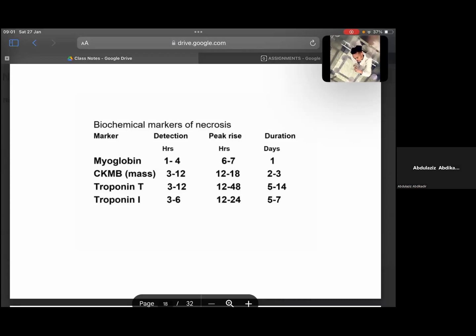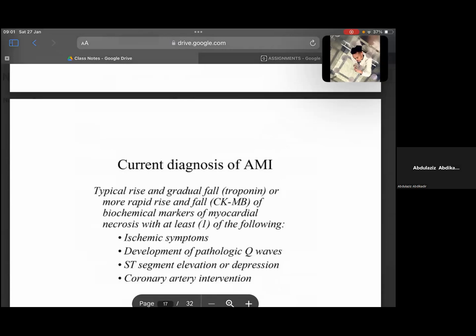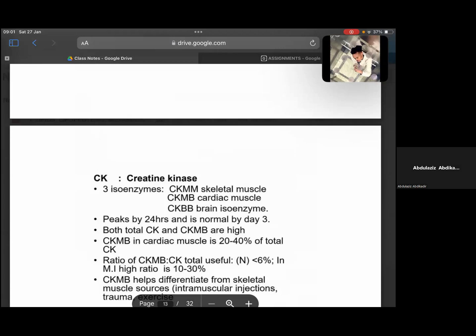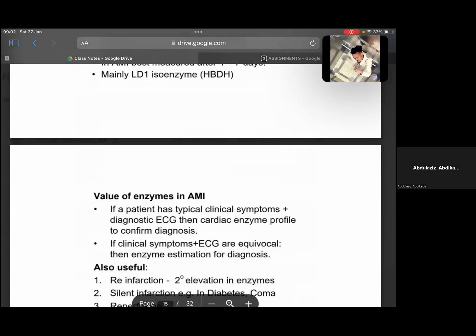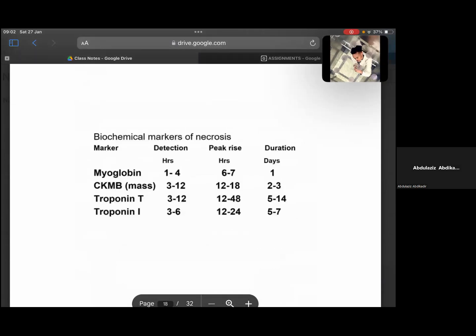Remember, the lactate dehydrogenase will take up to like 4 days. Let me show you so that you can take a comparison. You see, the lactate dehydrogenase takes up to 12 hours to rise, but it will stay for long. But myoglobin and CK are very quick, very fast. And the CK just disappears after 1 day.